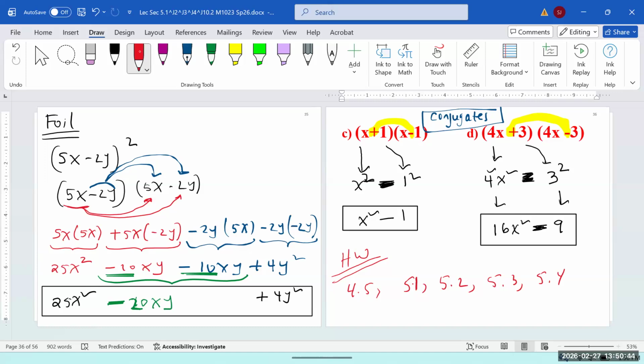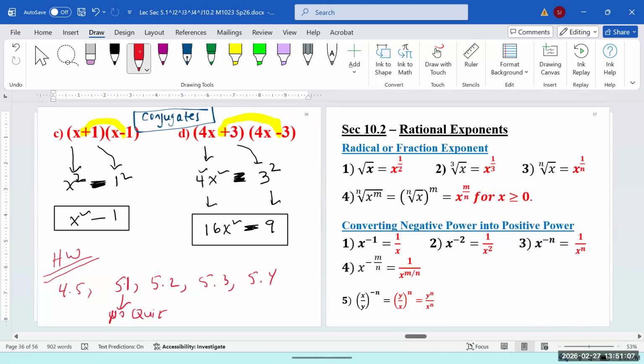And if I see there are too many questions, probably I will extend the time. 5.1, no quiz, because 5.1 comes with 10.2. And 10.2 is what is coming now.